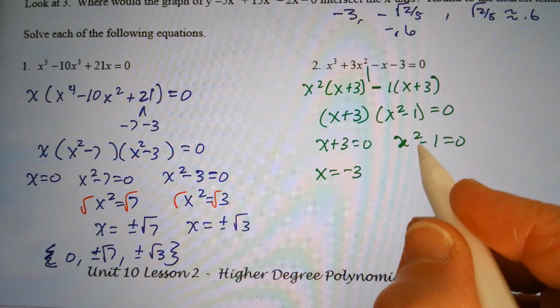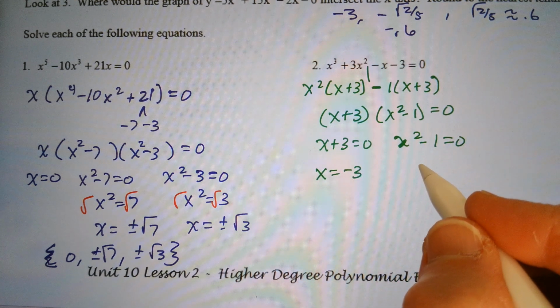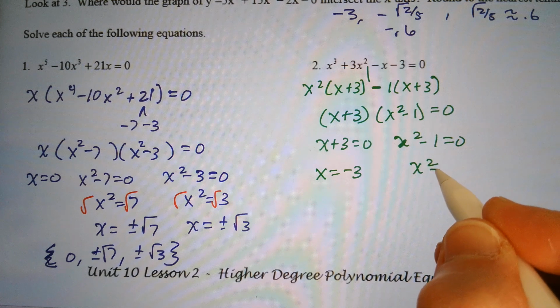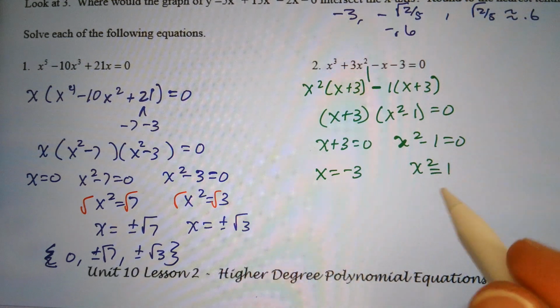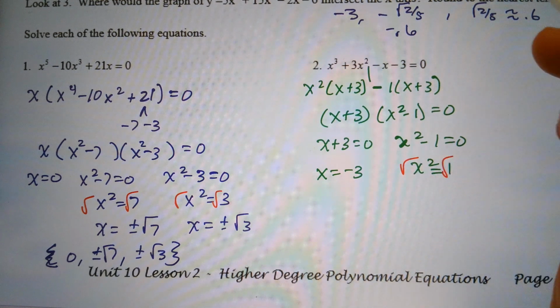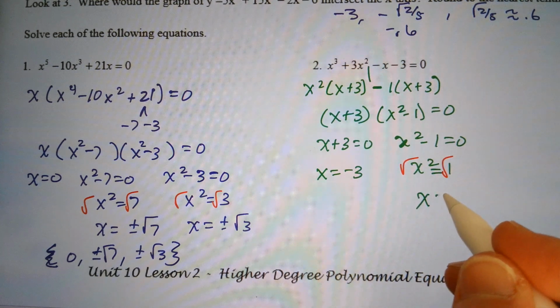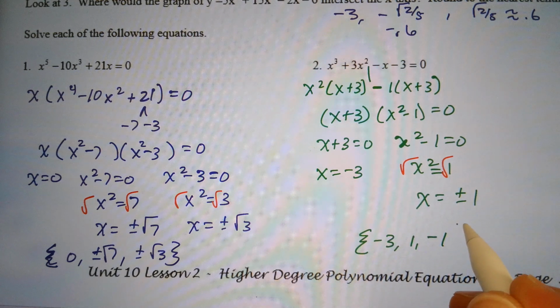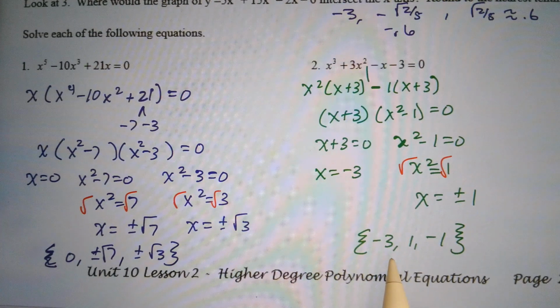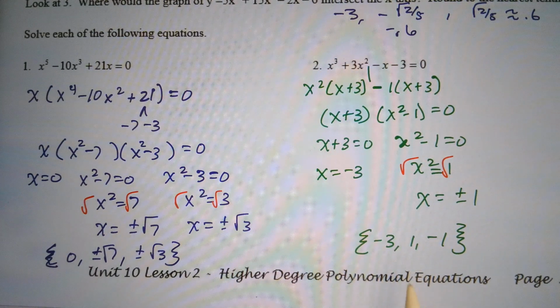Subtract 3, x equals -3. Add 1, then take the square root of each side. x equals plus or minus 1. We have three real solutions: -3, 1, and -1. Does the order in which you write these matter? No. We're using solution set notation there.